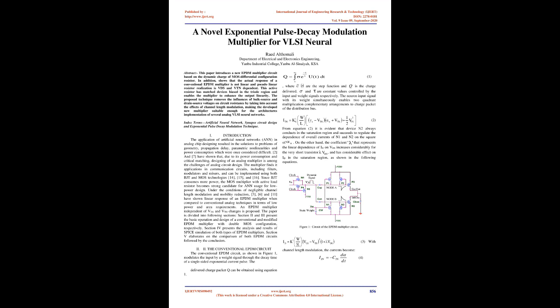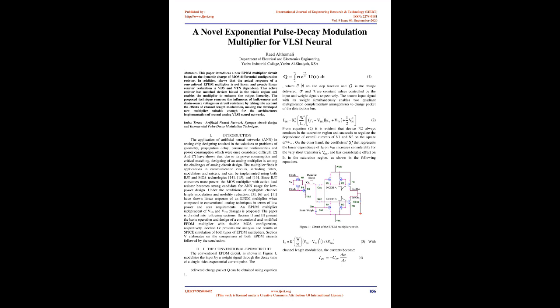Introduction. The application of artificial neural networks in analog chip design resulted in solutions to problems of geometry, propagation delay, parametric nonlinearities, and power consumption, which were once considered difficult. References 2 and 7 have shown that, due to its power consumption and critical matching, designing an analog multiplier is among the challenges of analog circuit design. The multiplier finds its applications in communication circuits, including filters, modulators and mixers, and can be implemented using both BJT and MOS technologies 14, 15, and 16.